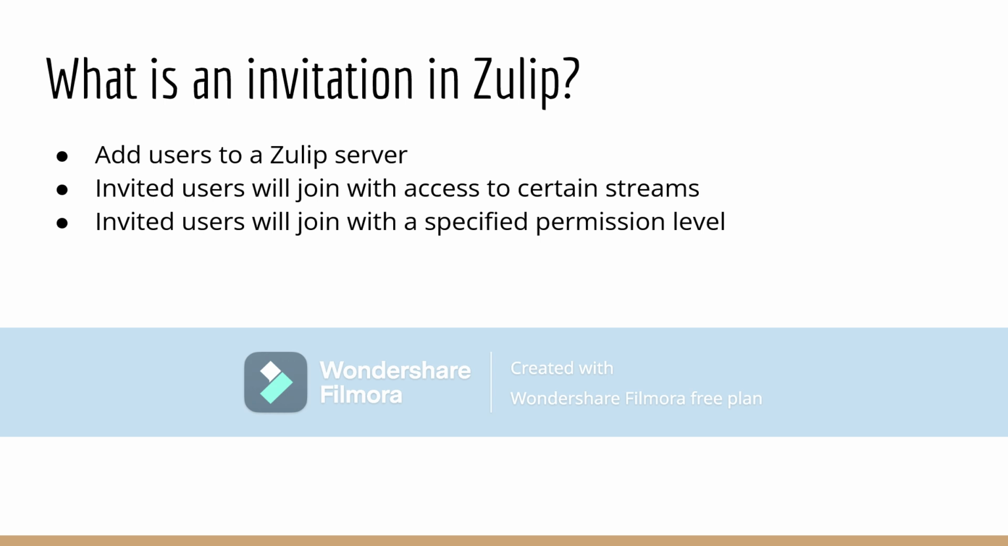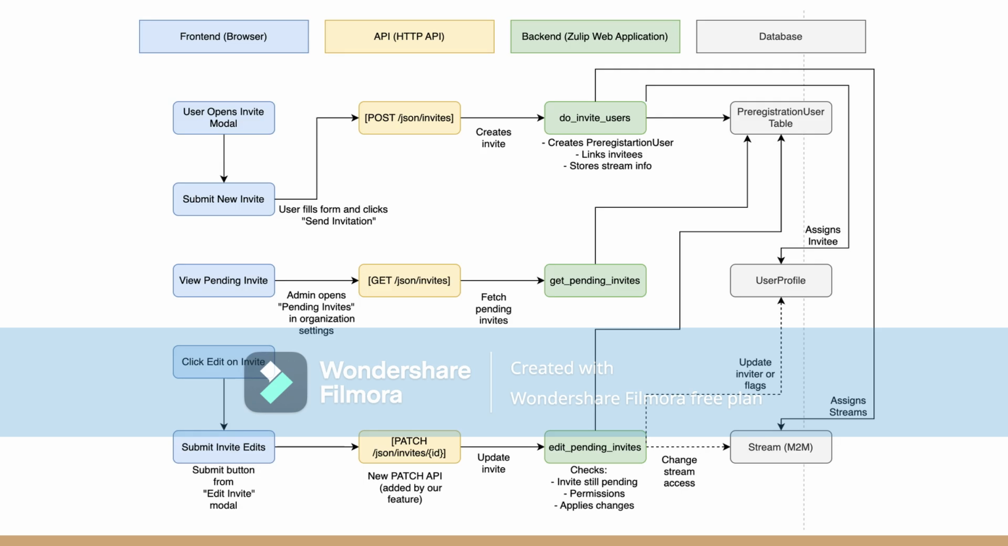Given that information, let's take a deeper dive into Zulip's invitation system. This diagram illustrates the user invite process in the Zulip system. It begins with a user submitting the invite through their browser, which triggers a POST API call to the backend. The backend then creates an invite and stores it in the database.